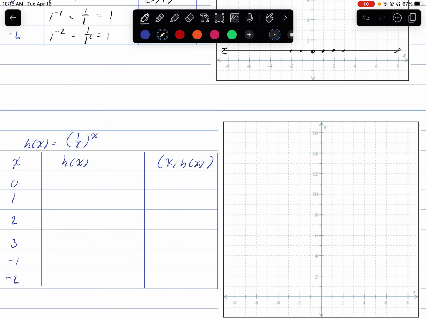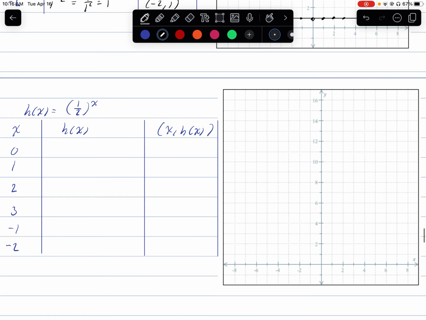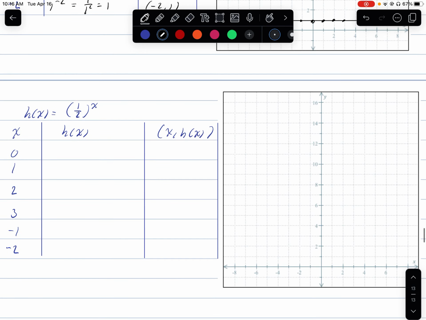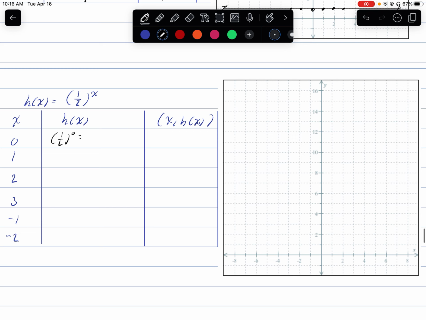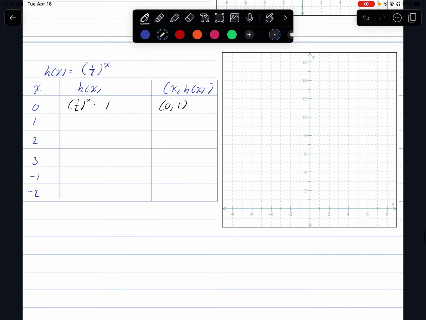But what happens if we have something that's less than 1? Say maybe 1/2, or really any number less than 1. It will have a similar shape to what we're looking at here. So let's try x equals 0. So we'll have 1/2 to the 0, and anything to the 0 is just 1. So we'll have the point 0, 1. So that'll look a little like this.